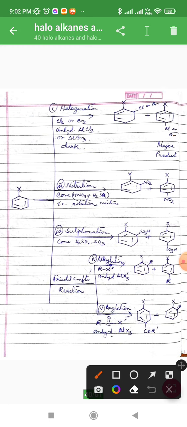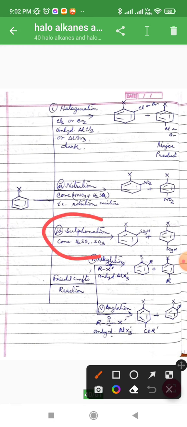The next reaction is nitration. You know that for any nitration reaction, we need the nitration mixture, which is a mixture of concentrated nitric acid and sulfuric acid, and the electrophile is NO2. So the NO2 gets introduced in ortho and para position, similar to that of halogenation.